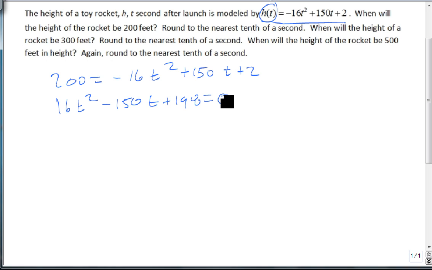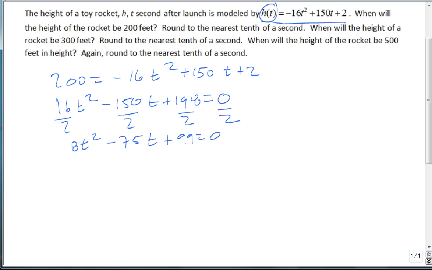It's also nice to note that as I'm looking at this, all of my numbers on the left are even, so I can divide them all by 2. If I divide everything by 2, I end up with 8t squared minus 75t plus 99 equals 0. So there's our equation. And we don't want to worry about trying to factor this one, and I don't think it's going to factor nicely. 8 times 99 does not come out to a pretty number. So instead, we are going to use the quadratic formula from the get-go.